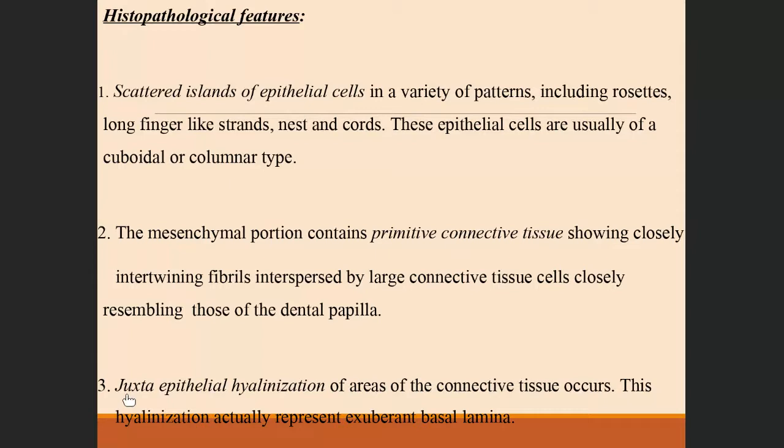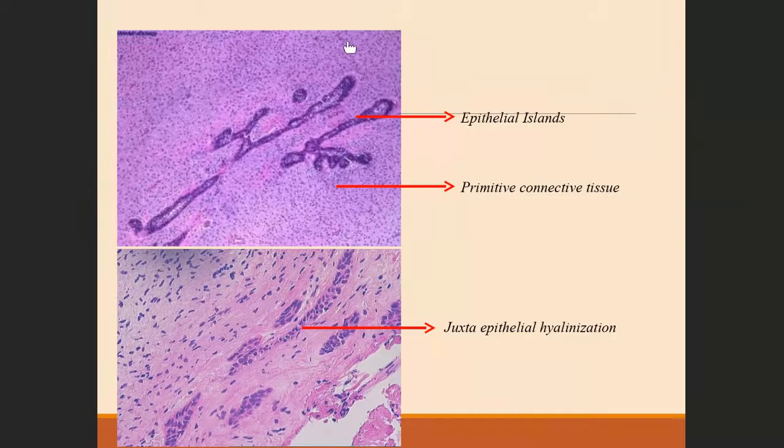Now here you can see this term juxtaepithelial hyalinization. Juxta means immediately, epithelial, that is surrounding the epithelium, you can see a glassy pink microscopic appearance. Now what does this indicate? Now if you read the books, because it is close to the basement membrane of these epithelial cells, maybe it is dentine or dentinoid. But then studies have proven this to be nothing but the exuberant basal lamina. Okay. So here in this picture, I think it will be easier for you to understand.